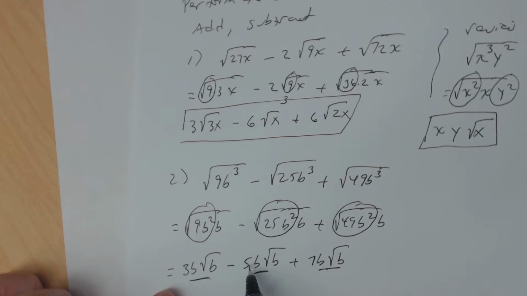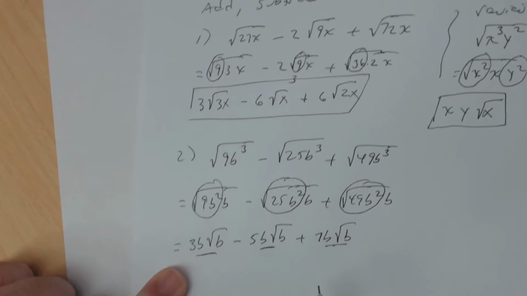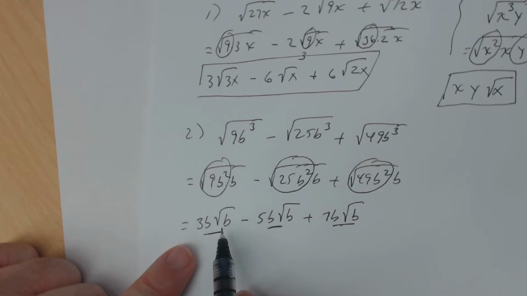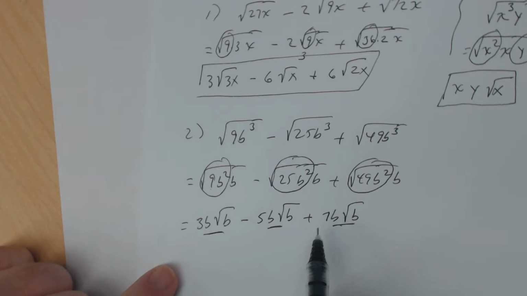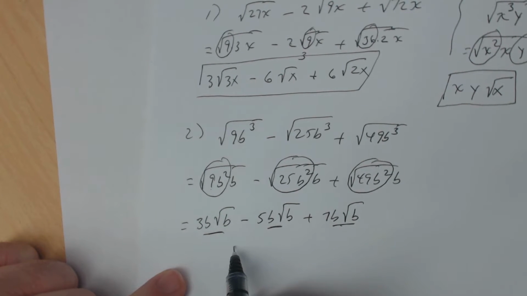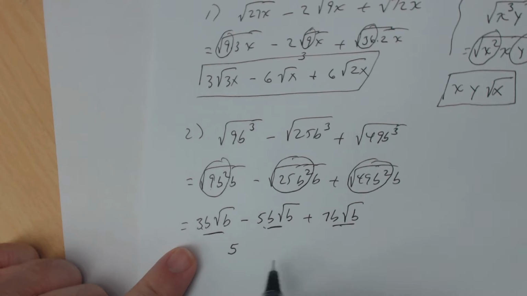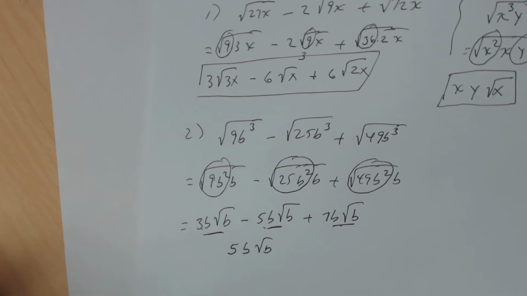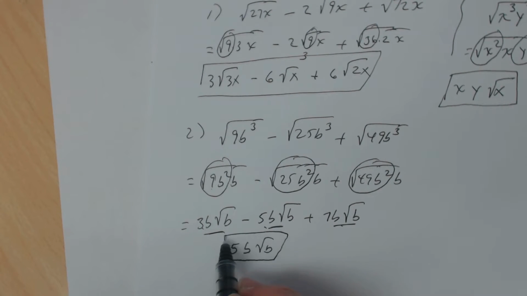3 minus 5 is a negative 2. A negative 2 plus 7 is a positive 5. Oops, sorry, something's wrong. Okay, 3 minus 5, so that's a negative 2, and a negative 2 plus 7 is a positive 5. Yeah, so 5b square root of b. Okay? All right, so that's what we get. 5b square root of b.